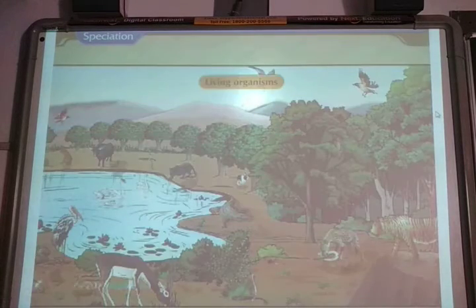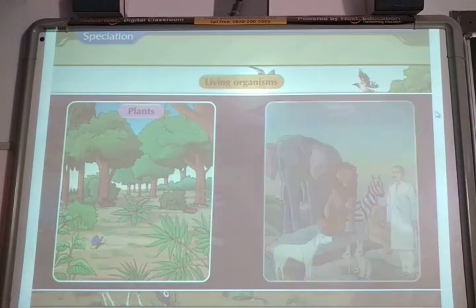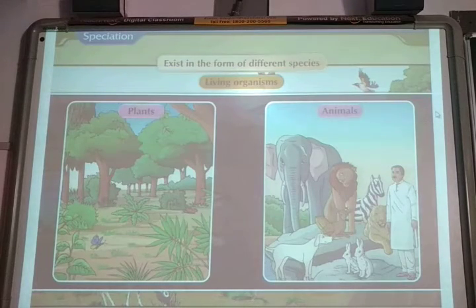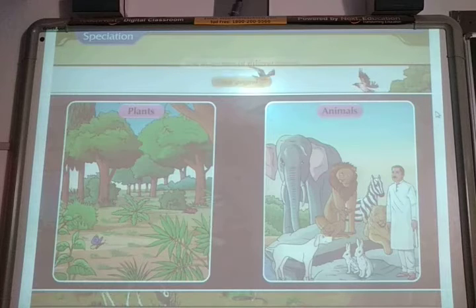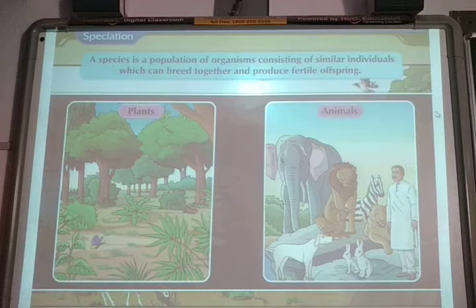Speciation. All living organisms, including plants and animals, exist in the form of different species. A species is a population of organisms consisting of similar individuals which can breed together and produce fertile offspring.